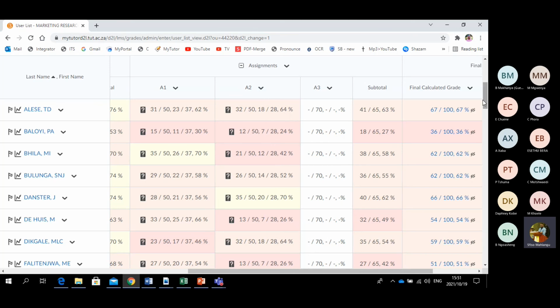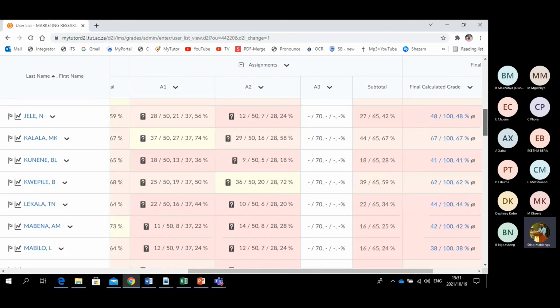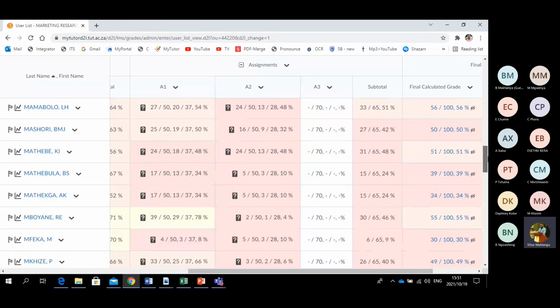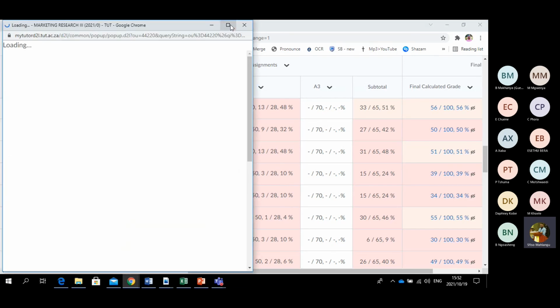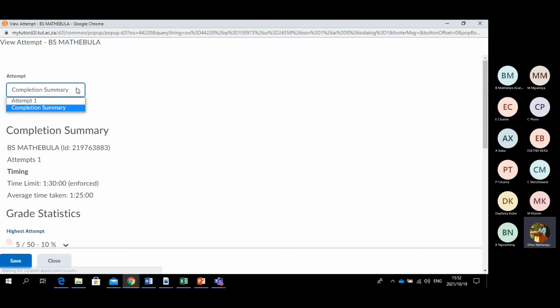So assignment 2. If you go down, it means all these marks are already final up until this student. This student, you can see from here, it says 10%, 10%, 4%, 10%. These are multiple choice answers only. So if I were to mark this student, for example, because it's the next student that I should mark.